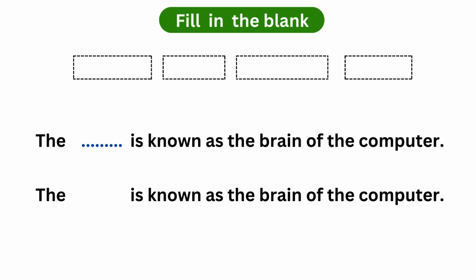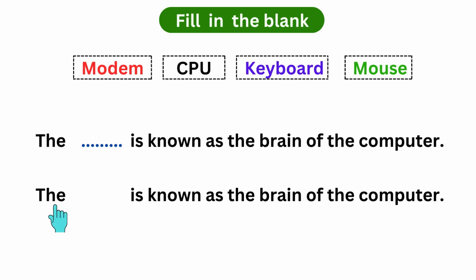Here's the ninth fill in the blank question for you. The dash is known as the brain of the computer. Your options are modem, CPU, keyboard or mouse. The correct answer is the CPU is known as the brain of the computer.